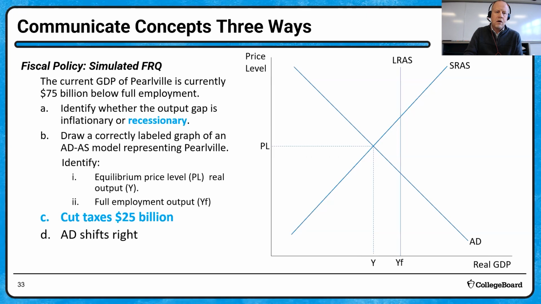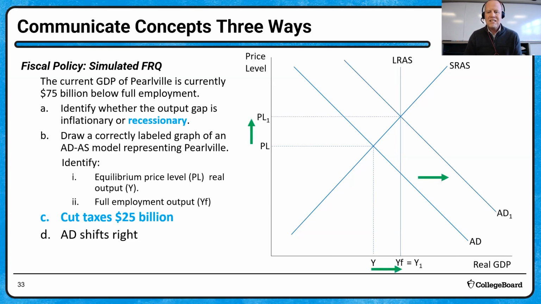All right, then take that information, apply it to your graph for the final part of the question. AD is going to shift to the right, and as AD shifts to the right, price level goes up. Once again, we have demand pull inflation, output goes up. And if you were asked, you could conclude unemployment also goes down. Okay, there's your simulated question on fiscal policy. Moving on.